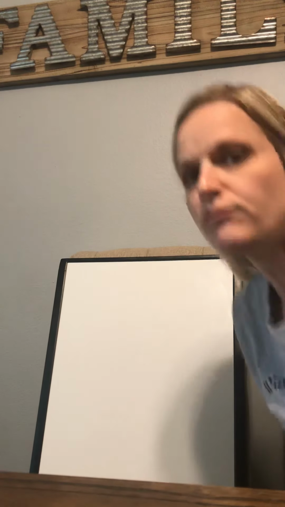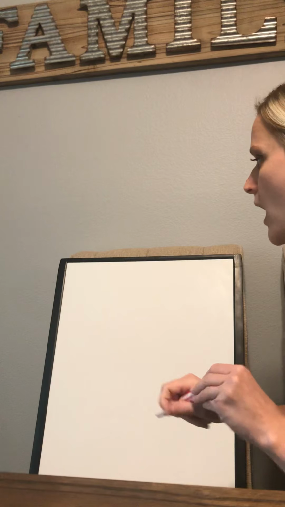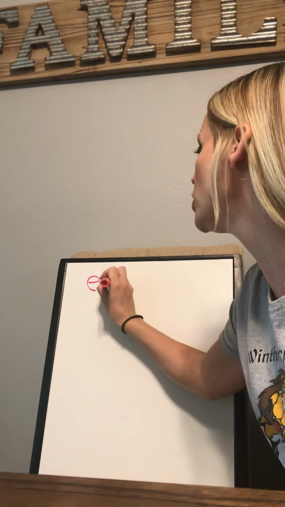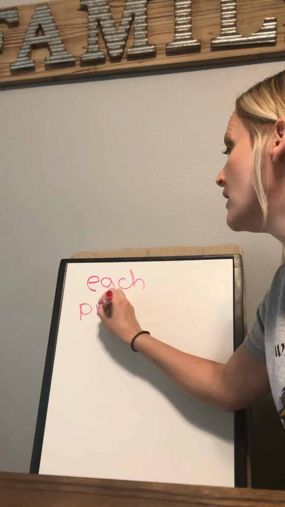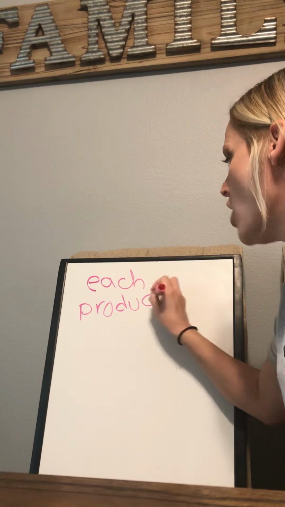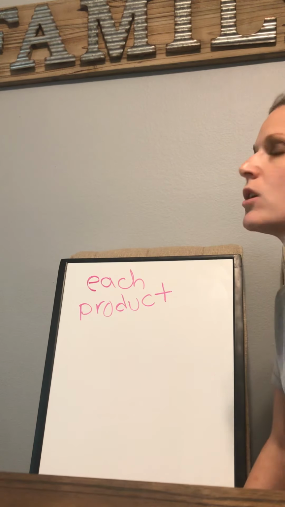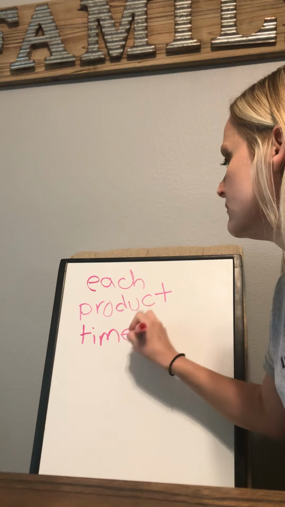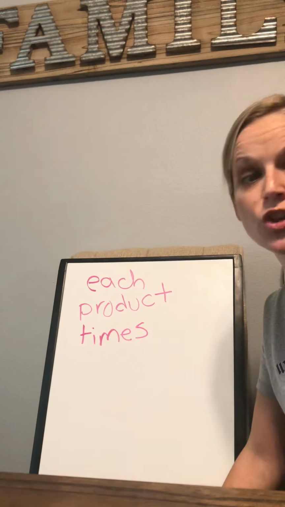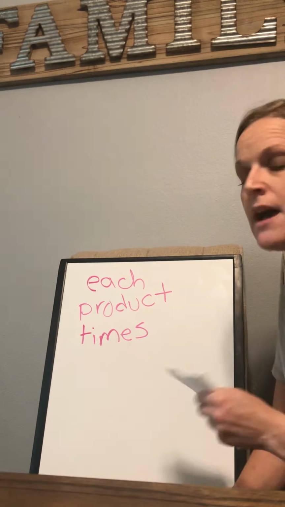Alrighty. So multiplying a 2-digit by 2-digit number. Now remember, some key words for multiplication: each is a huge keyword for multiplication. Product means also to multiply. So those are probably your 2 major keywords for multiplication, okay? Times obviously is another keyword you might see for multiplication as well, okay? So keep those words in mind.